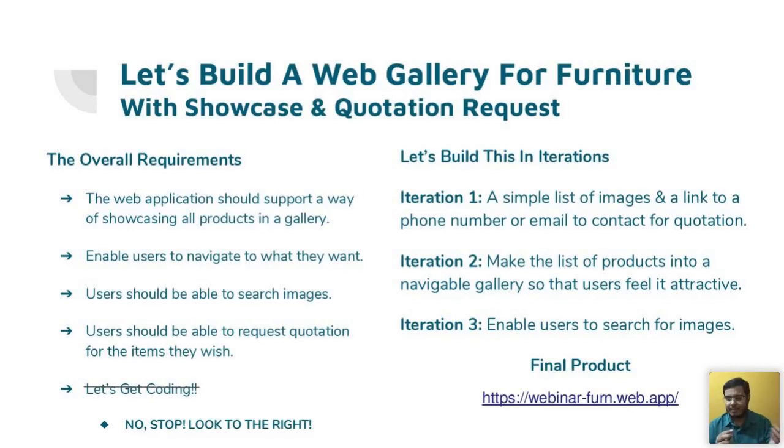So as I said, this is a very small application. Say it's a startup company doing furniture business, and the overall requirements are on your left side, right? You need a web application that supports a way of showcasing a lot of products in a gallery. Then you need users to be able to navigate and search for the images that they want, and then you need a way of showing them how to request a quotation, right?